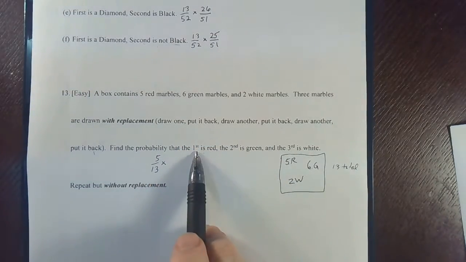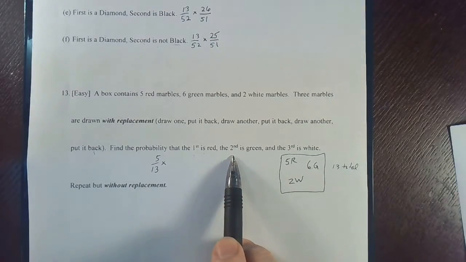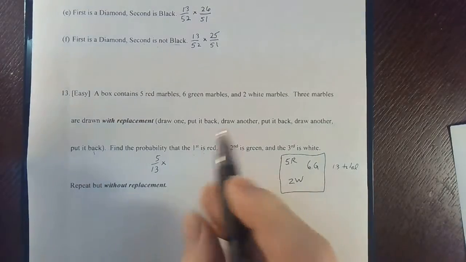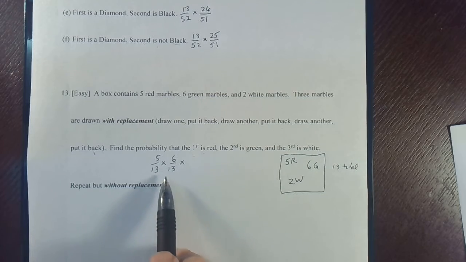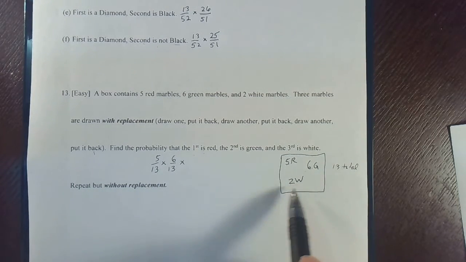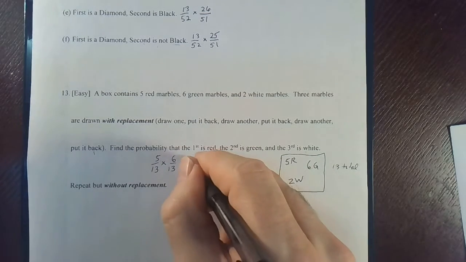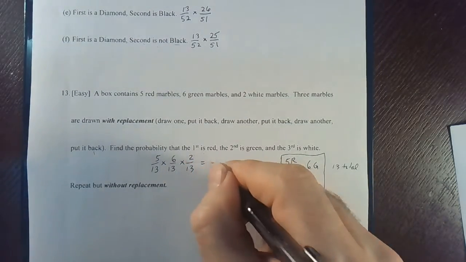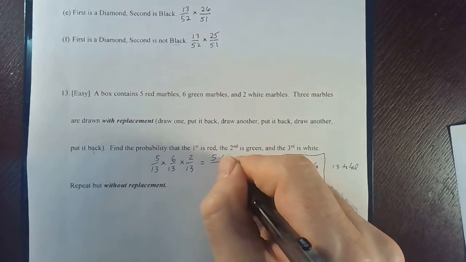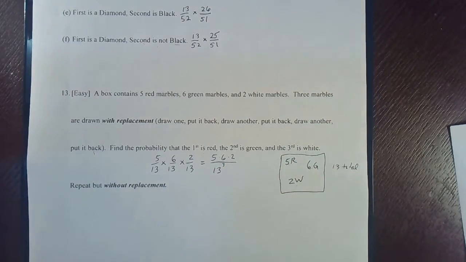Times, remember we put that red one back in, so all 13 are back in the box. What's the probability that the second one is green? Well, there are 6 greens, so 6 over 13. And then we pull that green one out, we put it right back in, so we've got all 13 back in the box. What's the probability that the third one is white? There are 2, so 2 over 13. That's it. If you wanted to write them as one fraction, you could write 5 times 6 times 2 over 13 to the third power. And again, I'm not going to plug it into the calculator, but this is the exact answer.